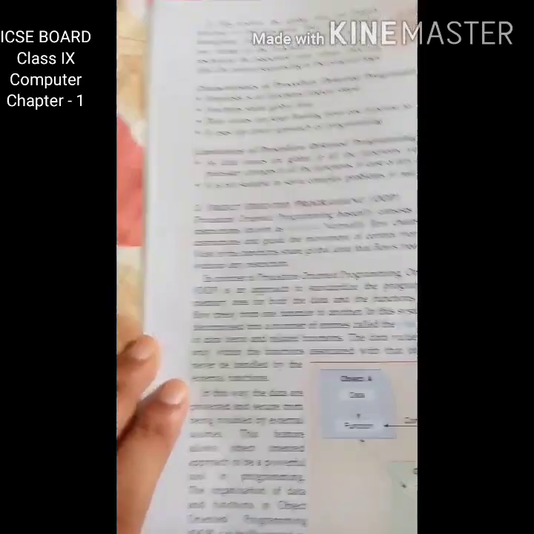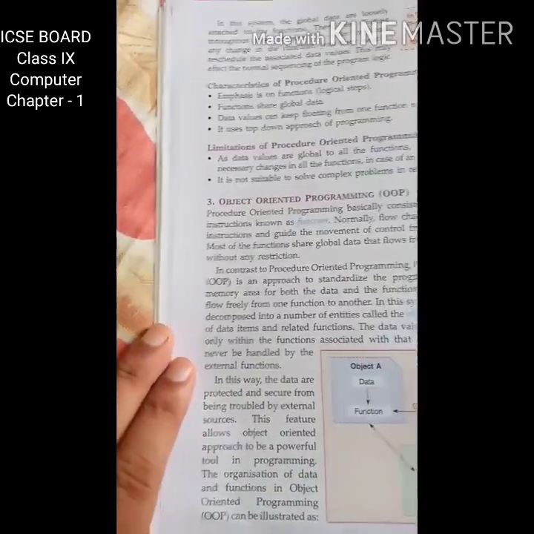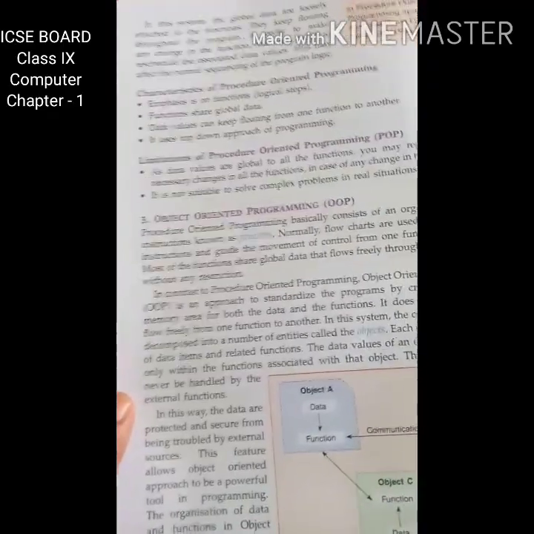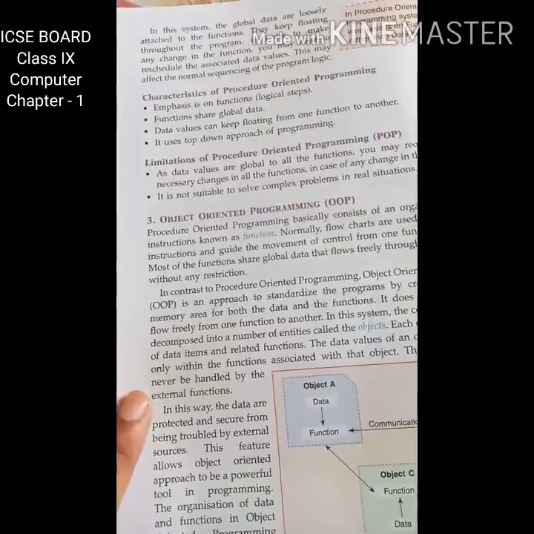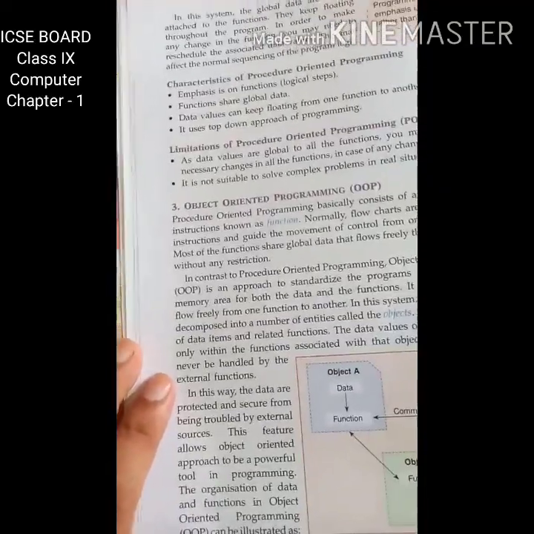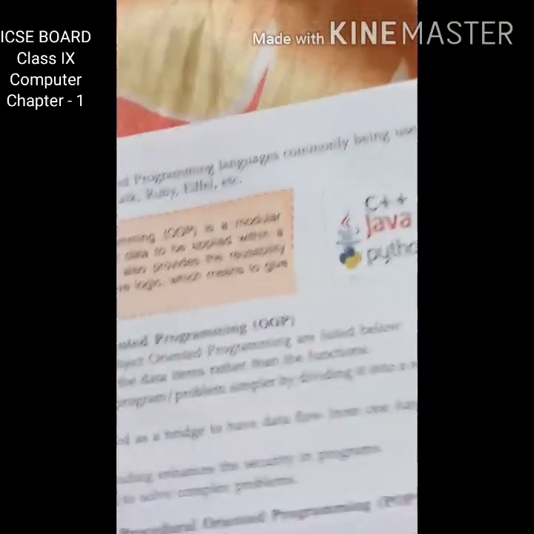Okay, so what is data? Data may be anything: a book, an ATM machine. These are the data, and these are also called objects. So next, the features of object oriented programming.